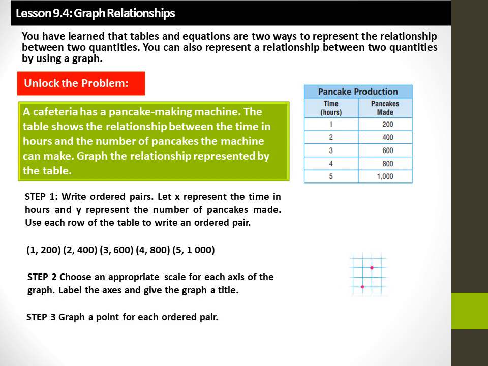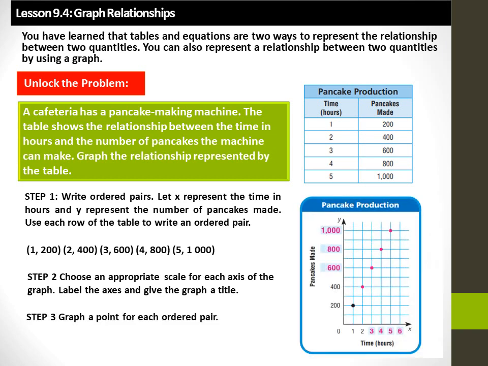Step 2. Choose an appropriate scale for each axis of the graph. Label the axes and give the graph a title. The scale used here is 1 square for 1 hour and 1 square for 100 pancakes made. Step 3. Graph a point for each ordered pair.